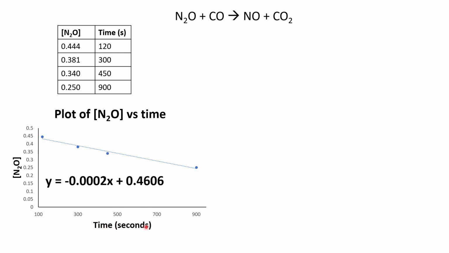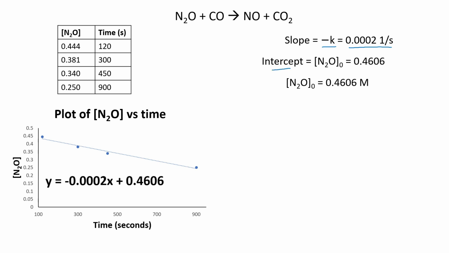I have time as my x value, as my independent variable, and of course concentration is on the y-axis as my dependent variable. And on the screen, I have my equation of the line. Again, any spreadsheet application will give you this equation of the line unless you really like to calculate this out by hand. So already we have so much information. We have our slope, which remember gives us our negative k value. So our value for k is 0.0002, and our intercept gives us our initial concentration of N2O, which is simply 0.4606.